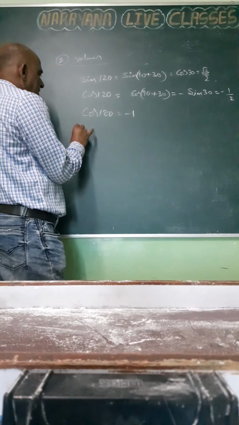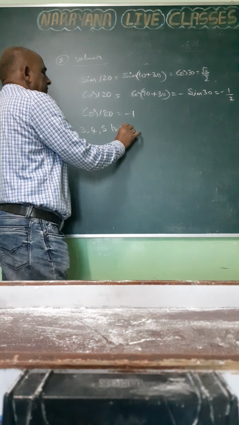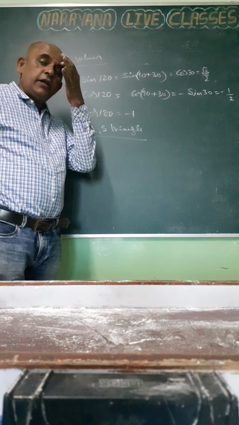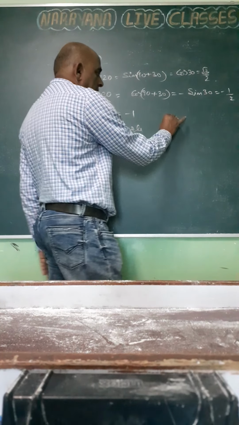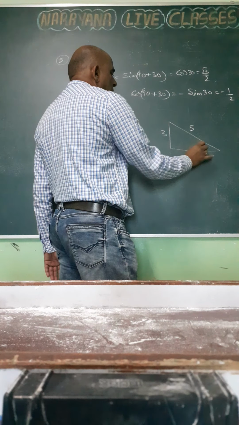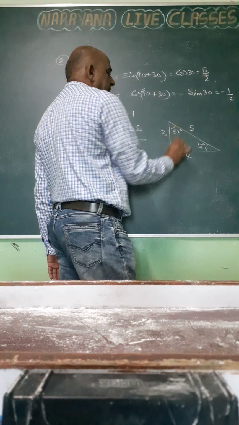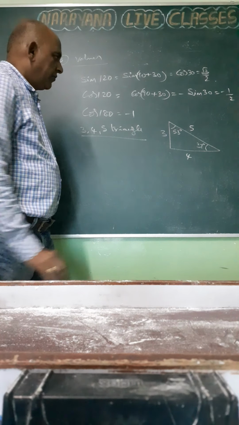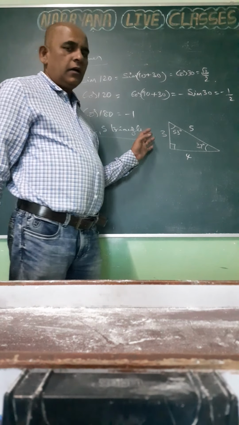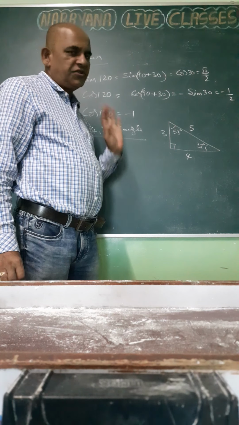And other than this, we have the 3, 4, 5 triangle. In concept number 5, you have to take the 3, 4, 5 triangle, and there are two important angles. The triangle is 3, 4 and 5. Opposite to 3, the angle is 37 degrees. Opposite to 4, the angle is 53 degrees. Then you can easily remember this 3, 4, 5 right angle triangle. Opposite to the smaller angle is the smaller side, and opposite to the larger angle is the larger side.